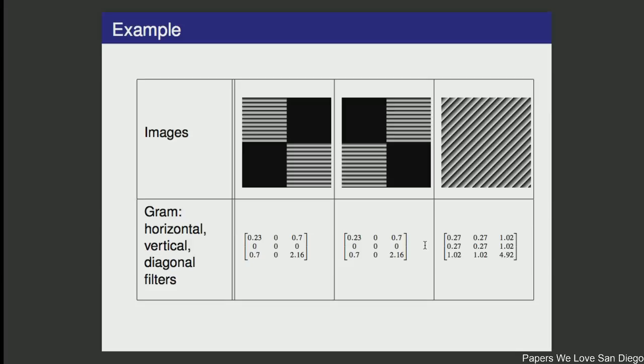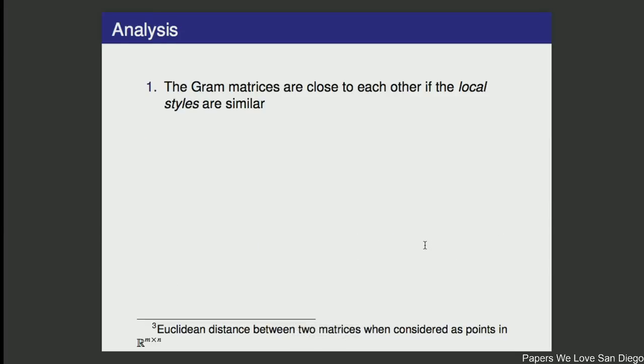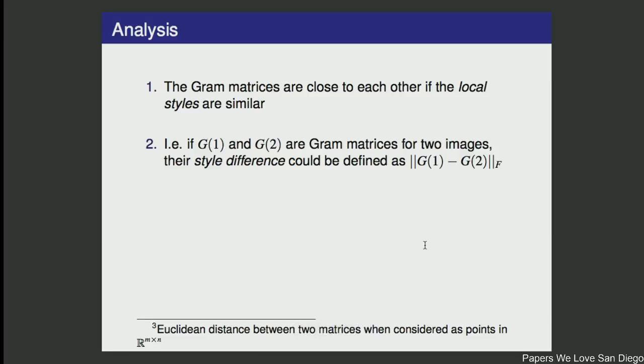Okay. So that's the Gram matrix. Gram matrices should be close to each other, similar matrices, not in the mathematical sense, if the local styles are similar, if you tend to see vertical at the same time as horizontal and so on. And so their notion of the measure of how far apart 2 images are in style is that you look at their Gram matrices for a certain collection of well-chosen filters.